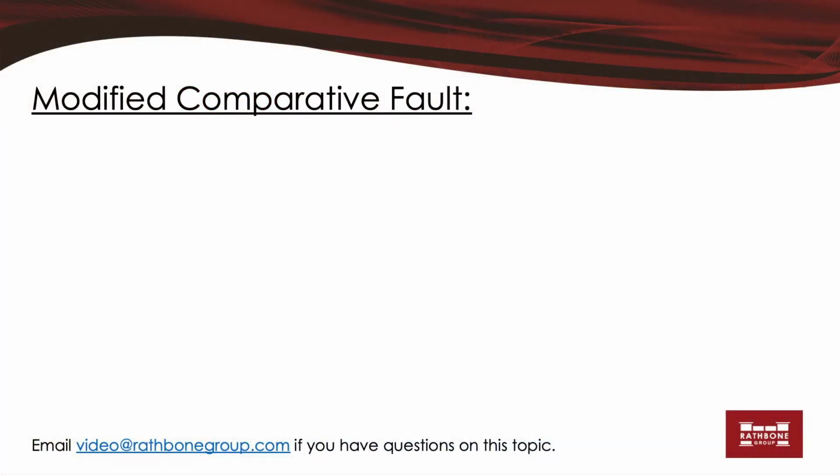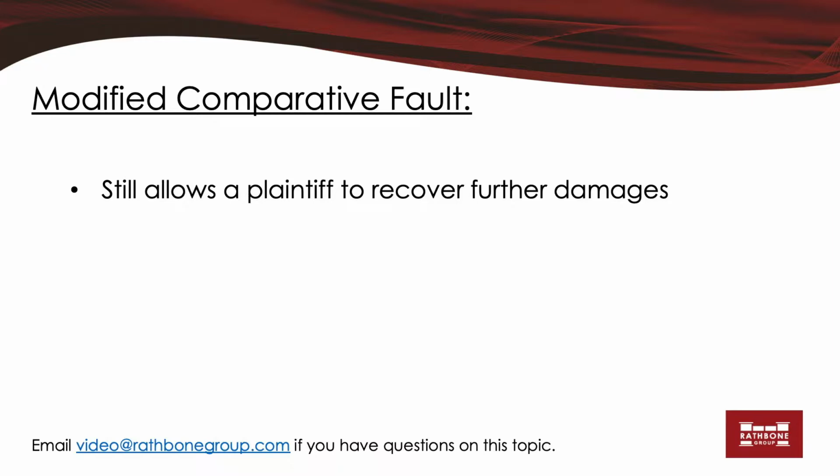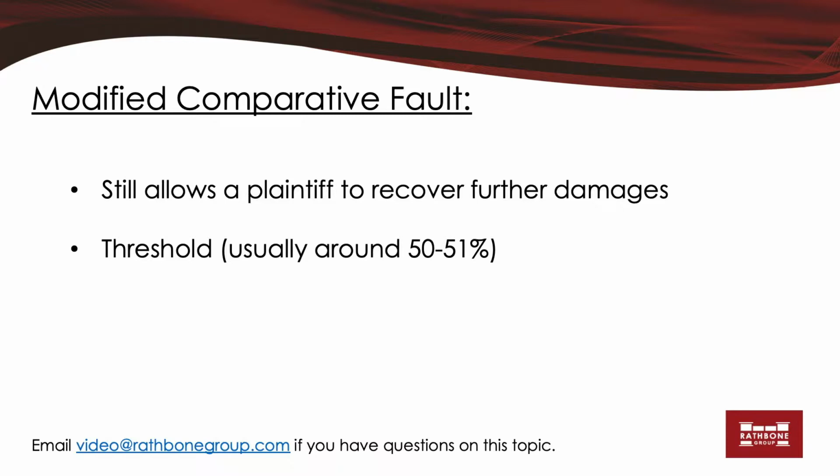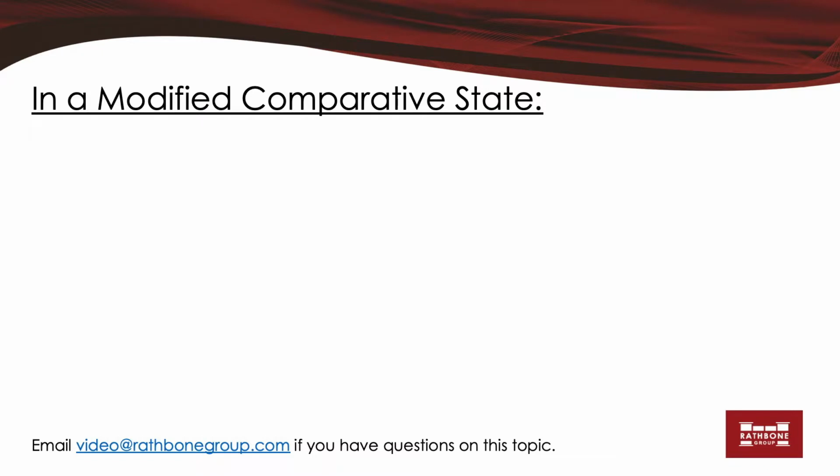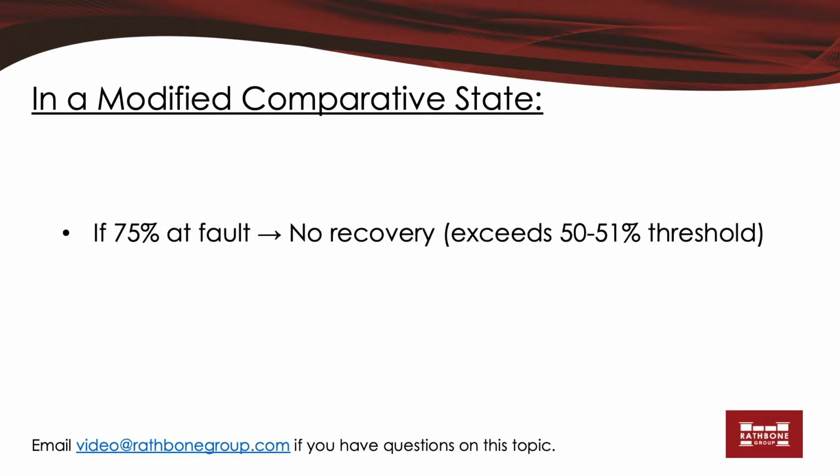A modified comparative fault system still allows a plaintiff to recover, but now there's a threshold. And usually that threshold is around 50 or 51%. In those jurisdictions, similar to Ohio and Indiana, as long as the plaintiff is 50% or less at fault for the collision, they can still recover. So repeating that example where a plaintiff's insured is speeding down the roadway and the defendant fails to yield, and a jury finds that the plaintiff's insured was 75% at fault, in a modified comparative state, that plaintiff's insured is not going to be able to recover anything because 75% exceeds that 50 or 51% threshold.